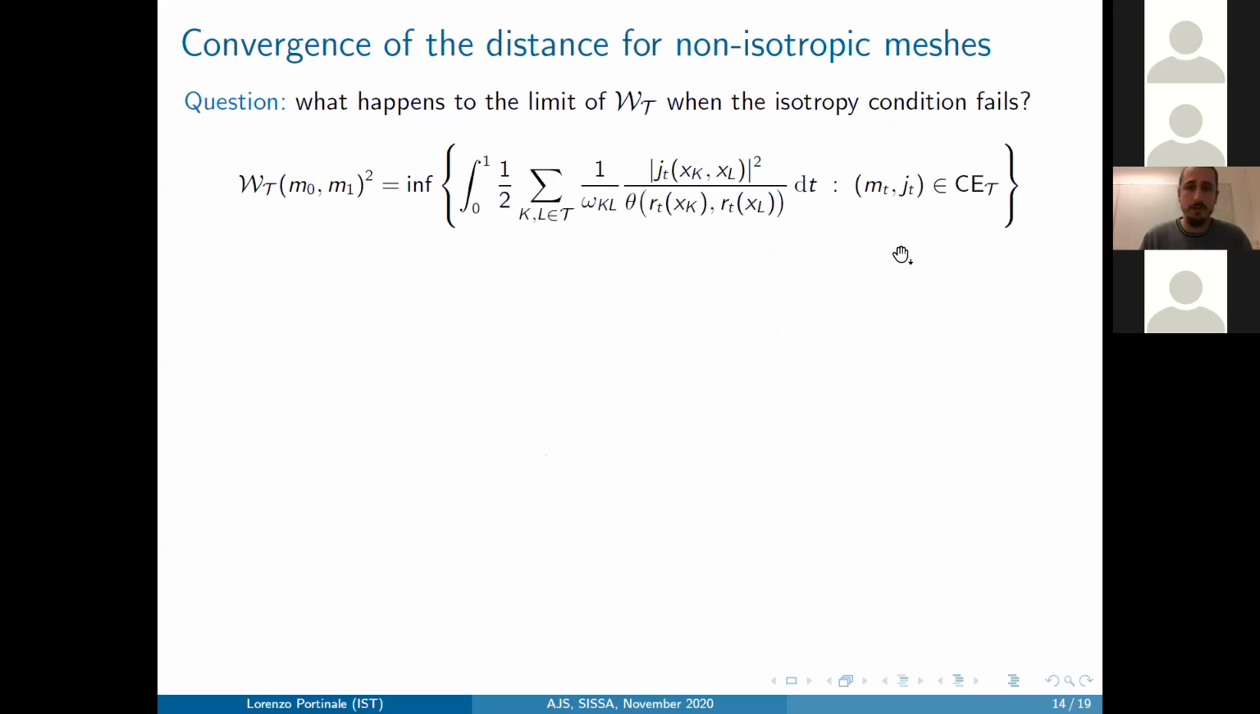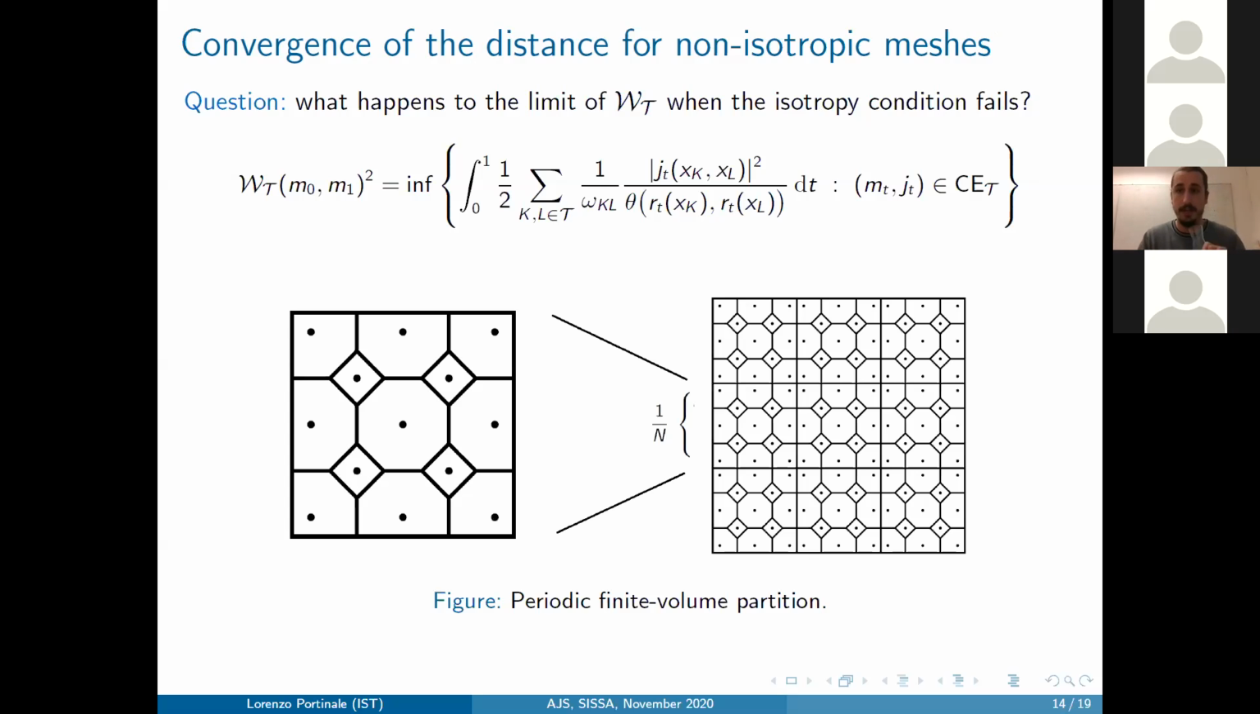So suppose we want to discuss this problem, but we don't have the isotropic condition. What we did is to focus on a more specific setting, which is the setting of periodic partitions, like in this picture.